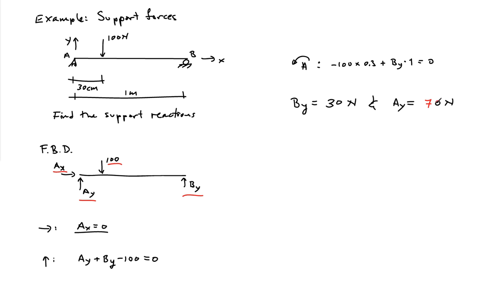I had that wrong there. So if I plug in 30 into here, 30 minus 100 is minus 70. I take it to the other side. I get Ay equals 70 newtons. So I get my 2 reaction forces, By and Ay, for my structure.